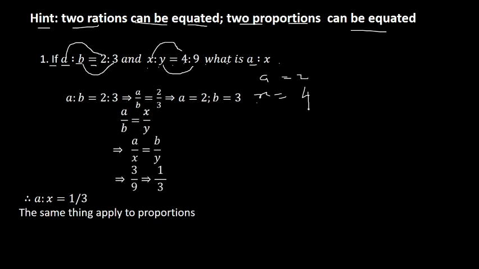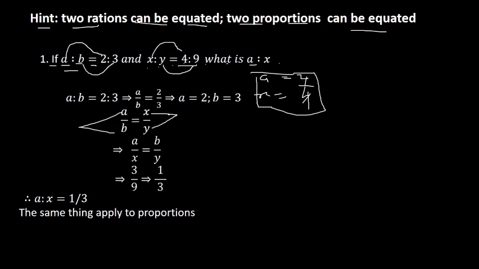Are you getting me? So in order to find a over x, do you think you have to say directly 2 over 4? No, it doesn't work like that. If you do that, you're not going to get that answer, because we have to equate this ratio to this particular ratio. To do that, we say that a over b is equal to x over y.